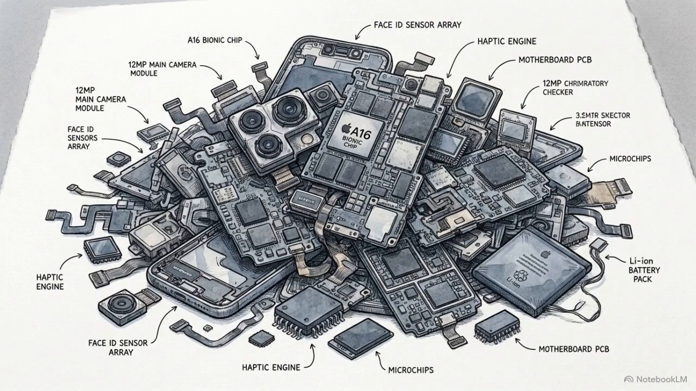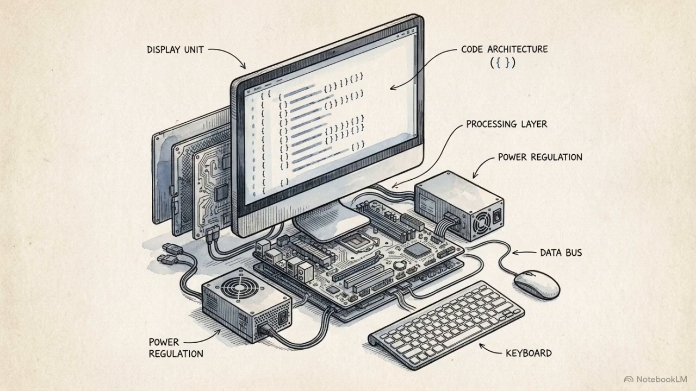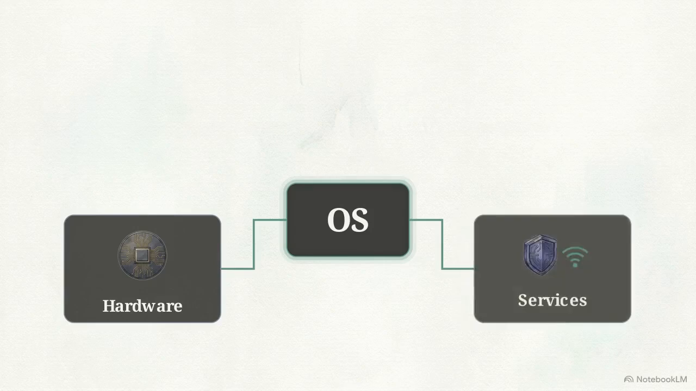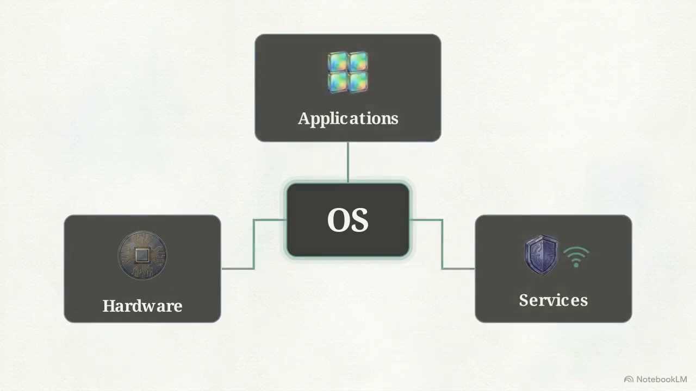This creates a strict engineering problem. The operating system has to accommodate thousands of highly varied, unpredictable hardware configurations, different cameras, processors, and sensors, while simultaneously providing a completely uniform and stable environment for software developers to write their code. To maintain order, the OS takes on three rigid responsibilities. It manages the physical hardware, it provides background services like security and networking, and it executes applications.